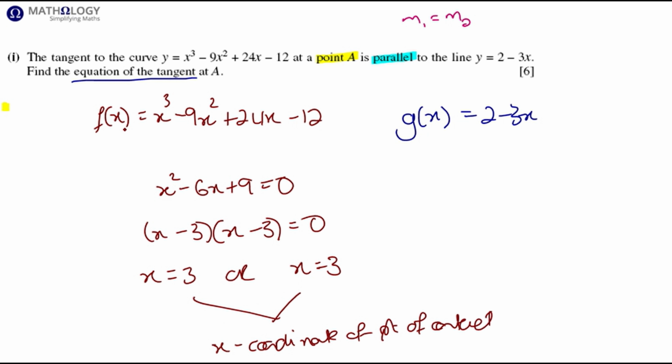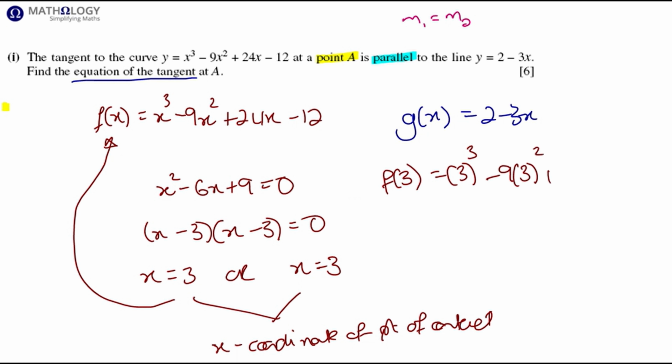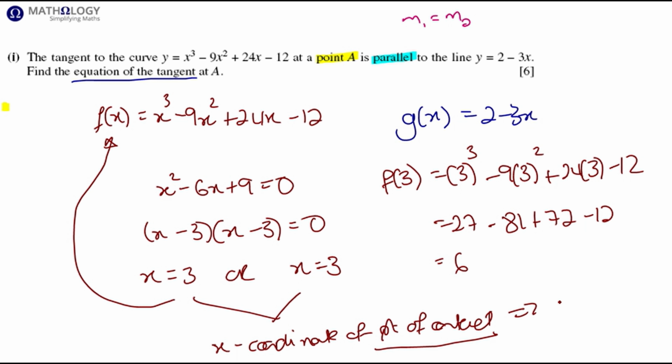So to find the point of contact, we're going to sub x equals 3 into the curve. So we're going to, in other words, evaluate f of 3, which is 3 cubed minus 9 times 3 squared plus 24 times 3 minus 12. 27 minus 9 times 9 is 81, plus 72 minus 12, that equals 6. So the point of contact is the point (3, 6).